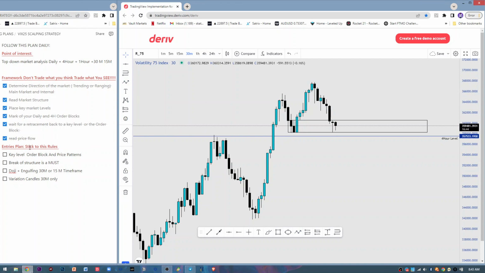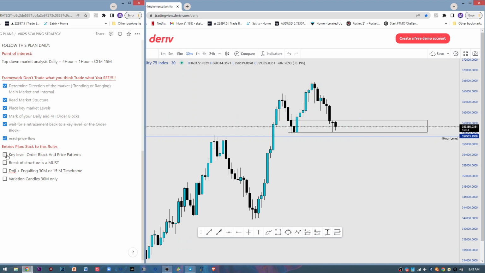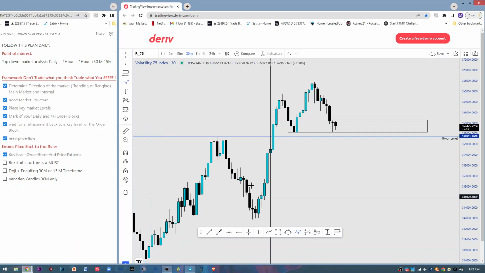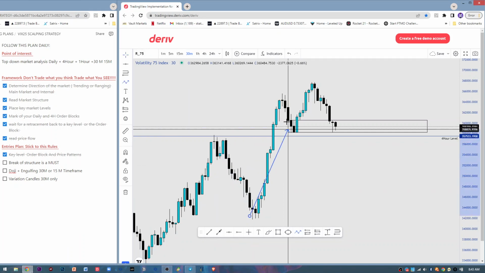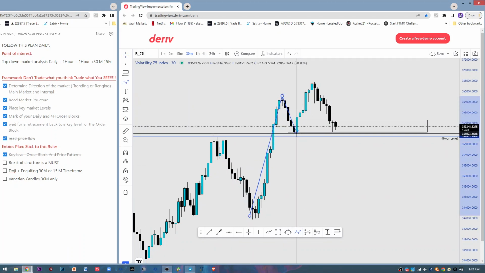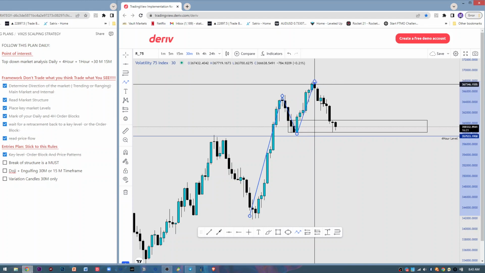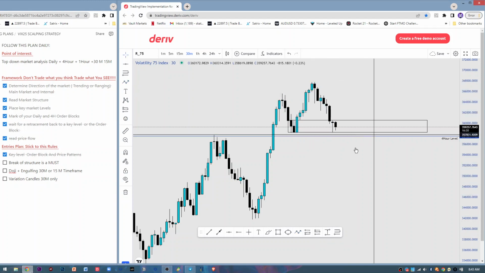Okay, entry plan, stick to these rules: key level, order block, and price patterns. This is where we come trading. We are at the order block, we must wait for it, and key levels. Break of structure is a must. We always have this break of structure, as you guys can see. Break of structure, break of structure. That is what we can see.